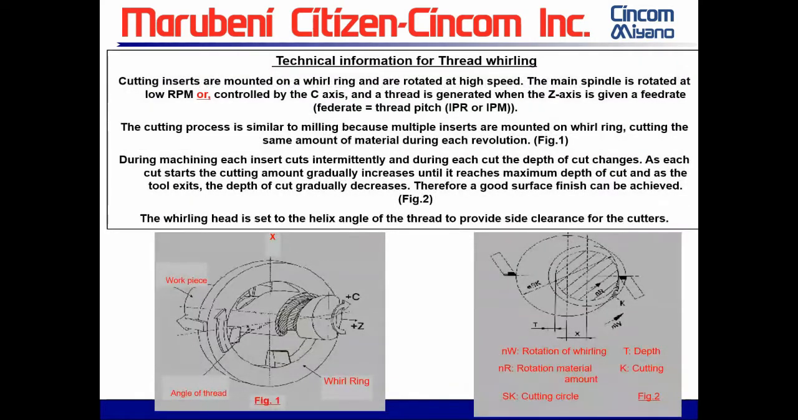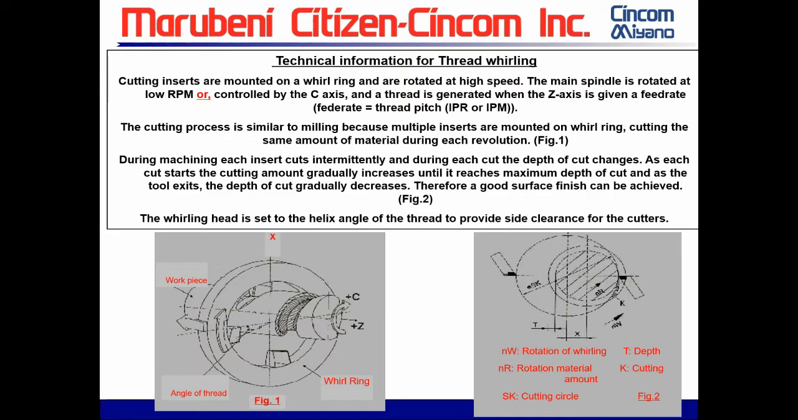Some technical information for thread whirling. The cutting inserts are mounted on a whirling ring that goes into the thread whirling head, and those are rotated at a relatively high speed. The main spindle is rotated at a low RPM or controlled by the C-axis. C-axis usually gives you much better control and better surface finish than the RPM because of the low RPM you'd be running at. So the thread's generated when the Z-axis is given a feed rate, and the feed rate is going to be the thread pitch in either inches per rev or inches per minute.